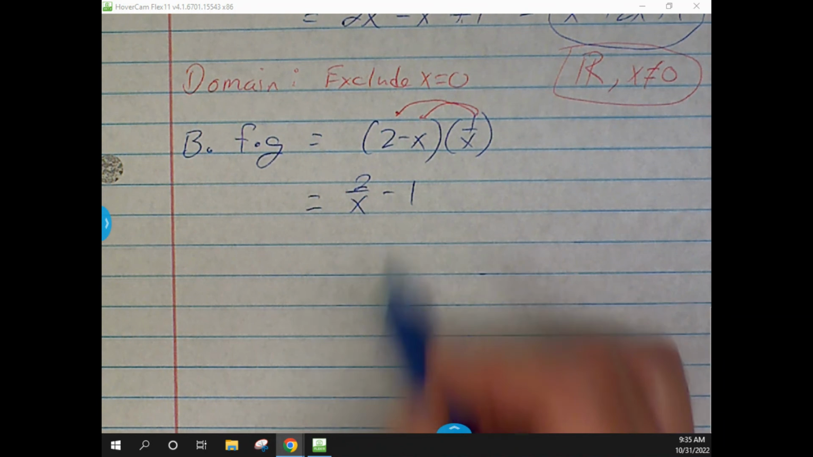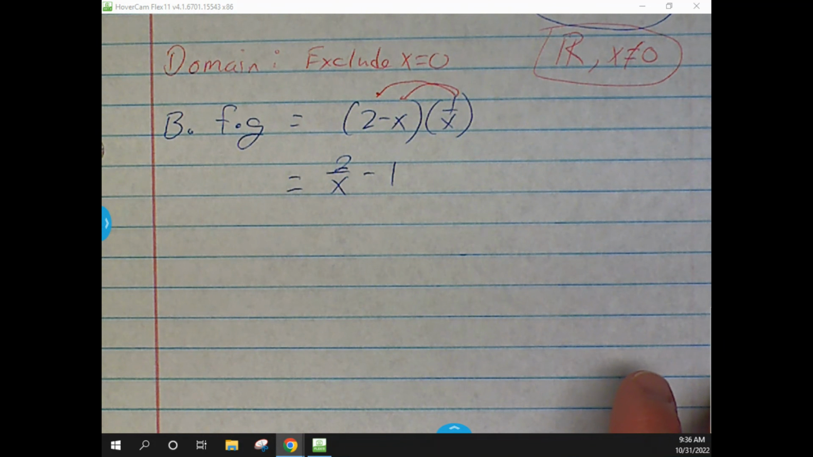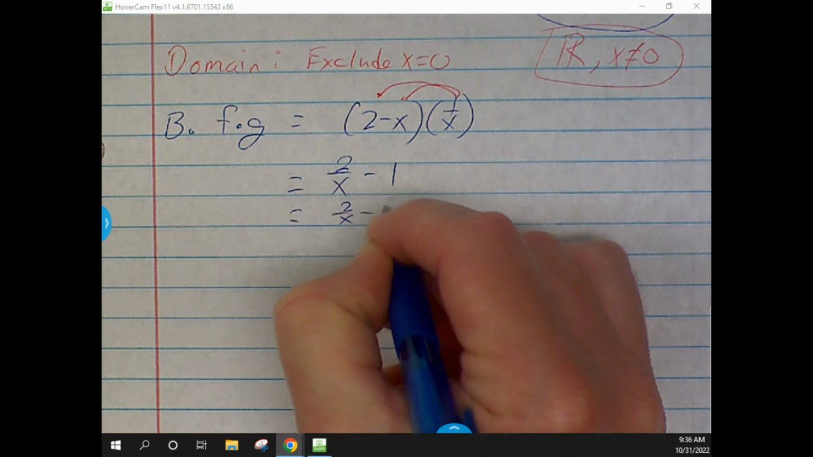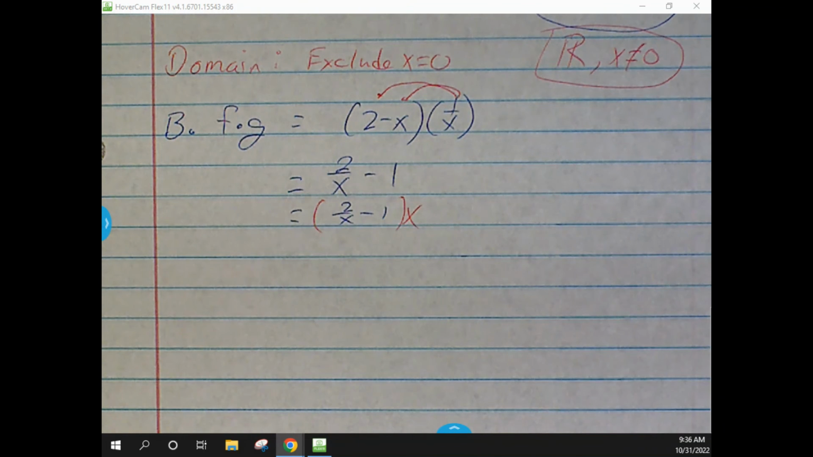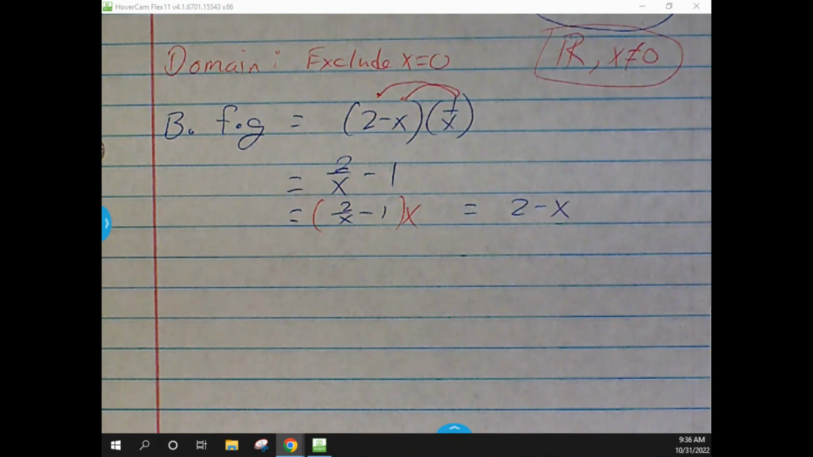All right, and again, in this case, they'd probably tell you not to leave x in the denominator. Basically, we're going to rationalize it here. So what we're going to do then is take that answer and multiply by x to make it 2 minus x.